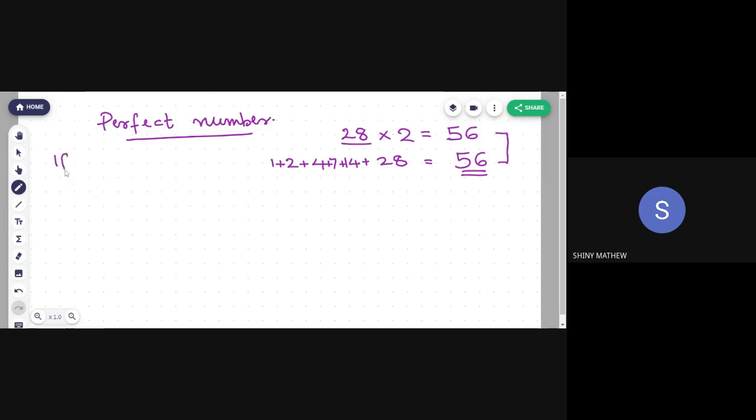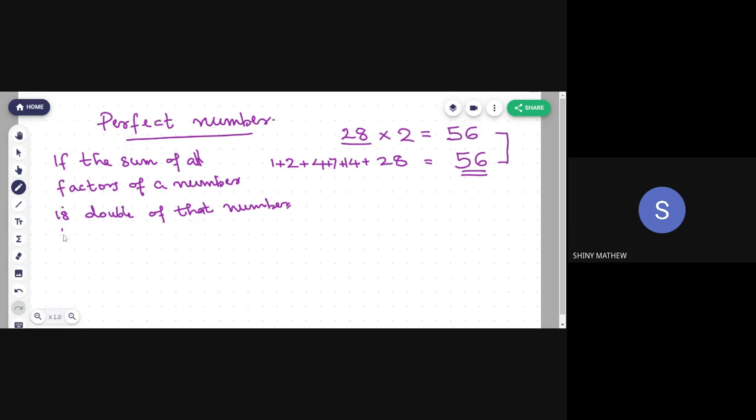Below you write, if the sum of all factors of a number is double of that number, then that number is a perfect number. Example.